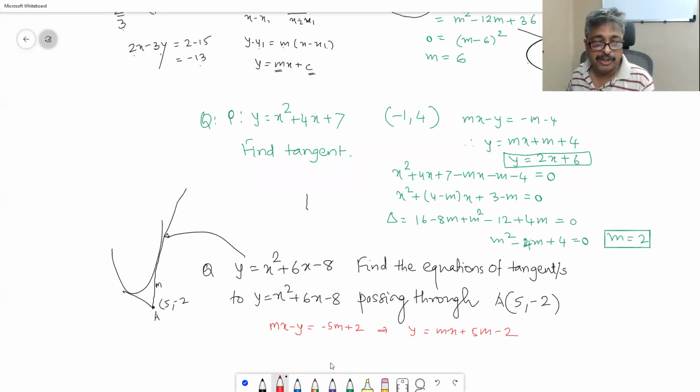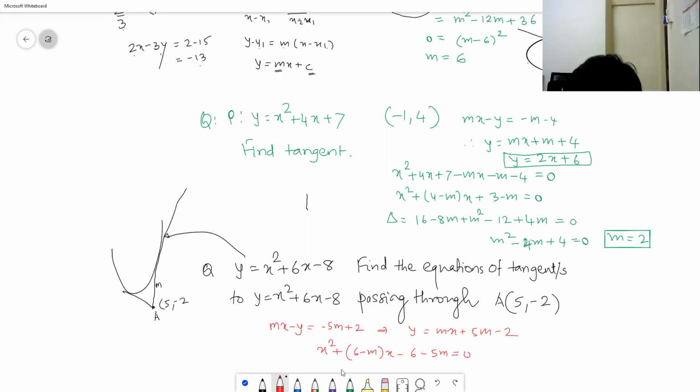Solving simultaneously with this, we get x square plus (6 minus m)x minus 8 plus 2, so minus 6 minus 5m is equal to 0. Right? And now we want the discriminant of this.